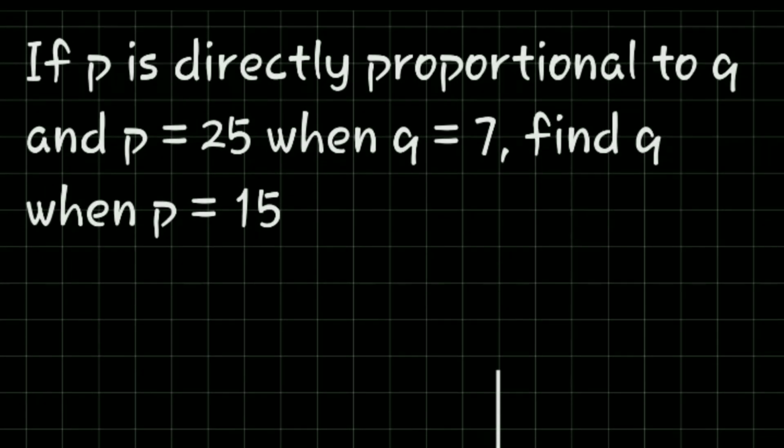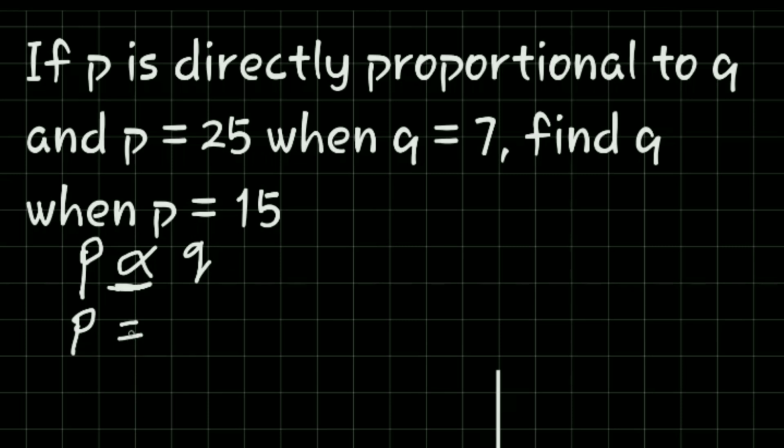If P is directly proportional to Q, that means P varies directly as Q. And so this symbol means directly proportional, or we say varies. So in case you see this, it means varies. P is 25 when Q is 7. Find Q when P is 15. And so the first thing to do here is to change this symbol to something operational. Change it to an equality sign.